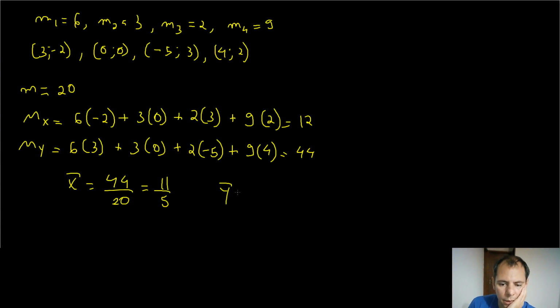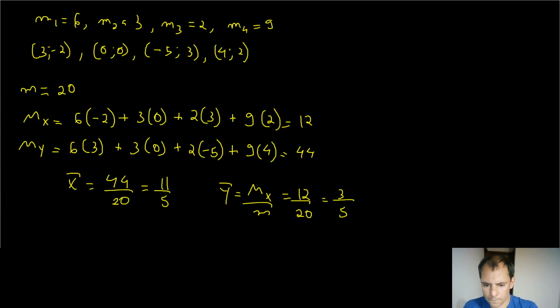The y bar, okay, is going to be the moment about the x-axis divided by M. So it'll be 12 over 20. I think you can divide this by 4 also. So 3 over 5. Okay.